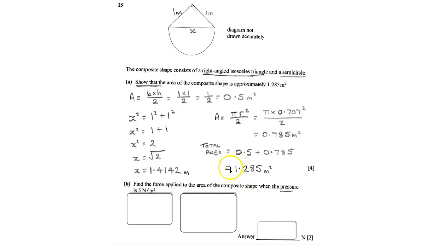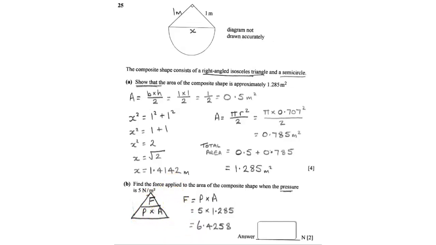So for question B, it says, find the force applied to the area of the composite shape when the pressure is 15 newtons per metre squared. Right, first of all, we need to find the formula for pressure. And sometimes you can use a triangle for that. So we're looking for find the force applied. So if we cover up the force, we know that we have to do pressure times area for this.